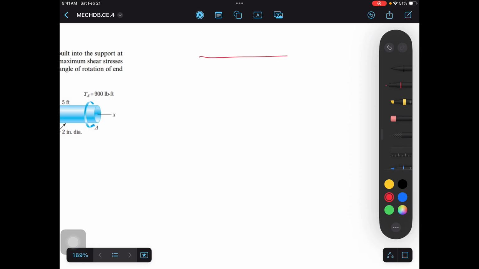So, kunwari meron tayong segment na ganyan. Actually loaded at this point, meron siyang 5 Newton. At this point, meron siyang 1 Newton. And then, fixed siya, kunwari dito, may support siya doon. So, saan ba yung point ko dyan? Ito pala. That's the point.